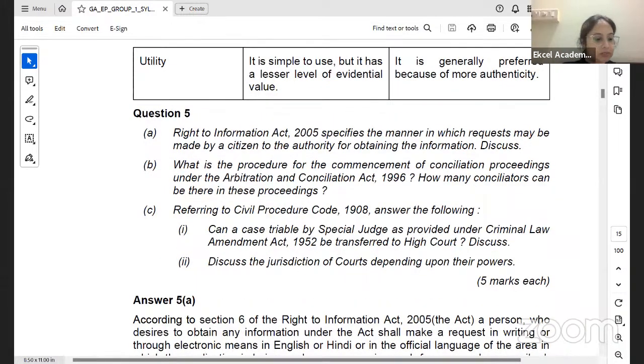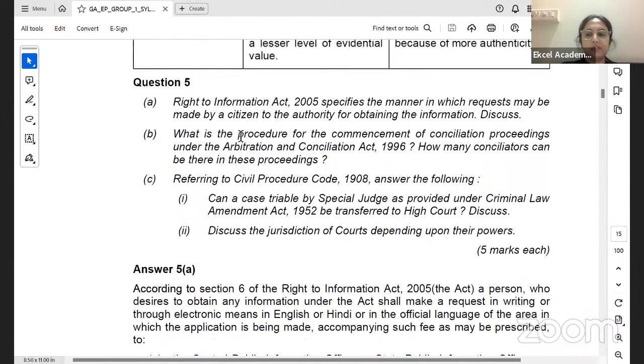Okay, next we will go to question number 5. For this, the first question is, all these are 5 marks each. The first question talks about the Right to Information Act 2005. It says RTI specifies the manner in which requests may be made by the citizen to the authority for obtaining the information. See, for obtaining the information, we have the right. Correct?